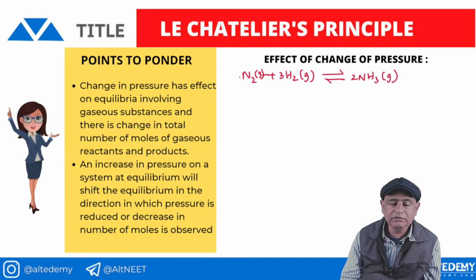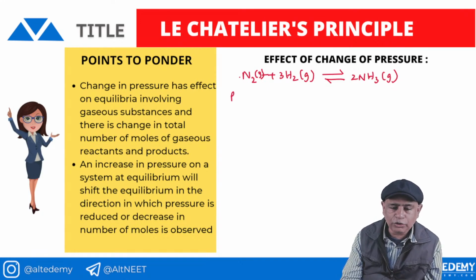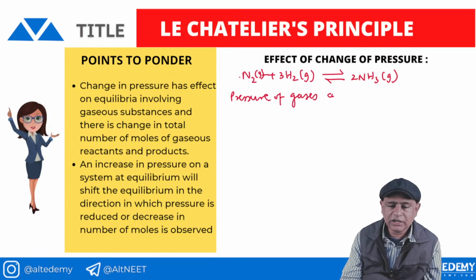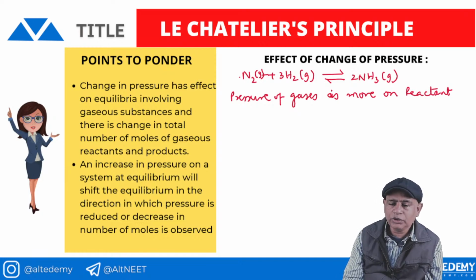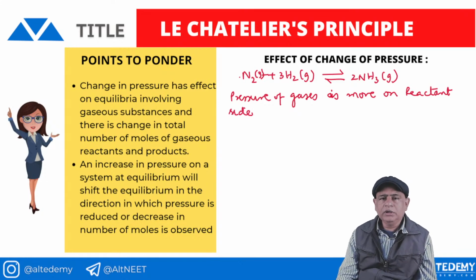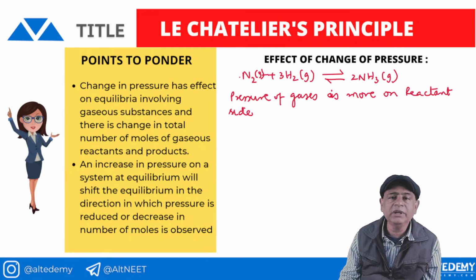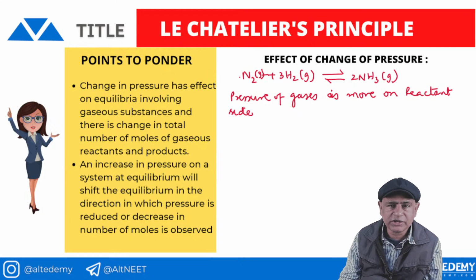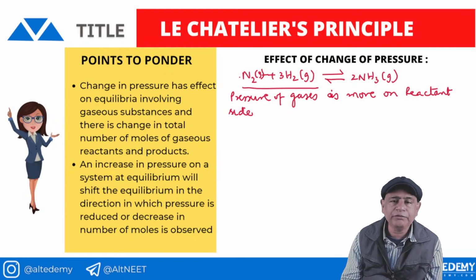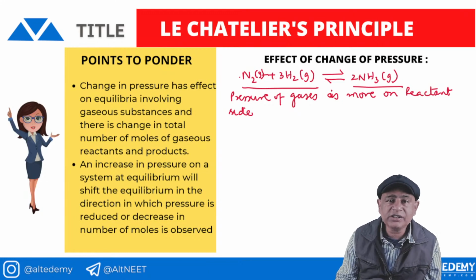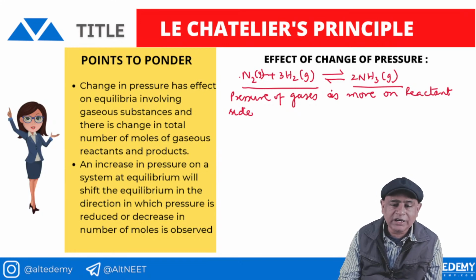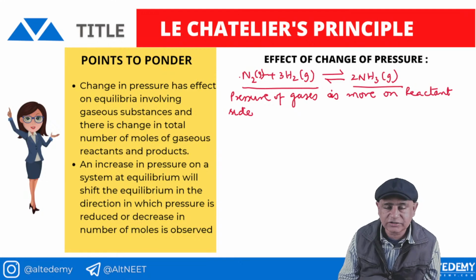And in this reaction, we can understand that pressure of gases is more on the reactant side. More number of moles in gaseous state means more pressure. Less number of moles, less pressure. As we can observe, on the reactant side we have 4 moles of gases. On the product side we have 2 moles of gaseous element. Naturally, pressure is directly related to number of moles. So we can say the reactant side is having more pressure, the product side is having less pressure.